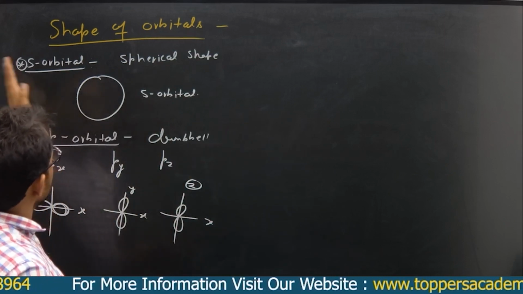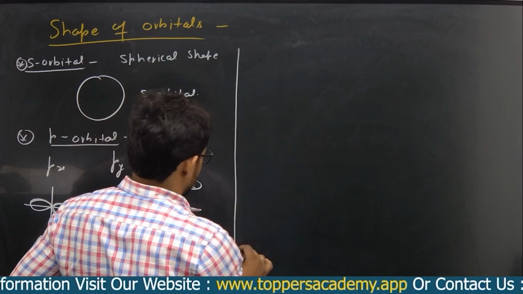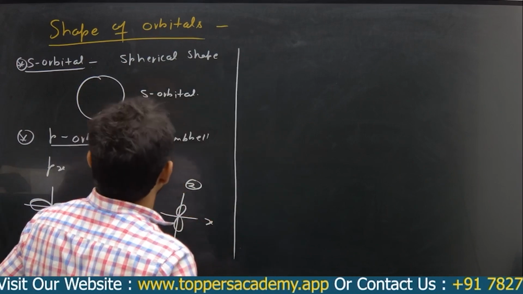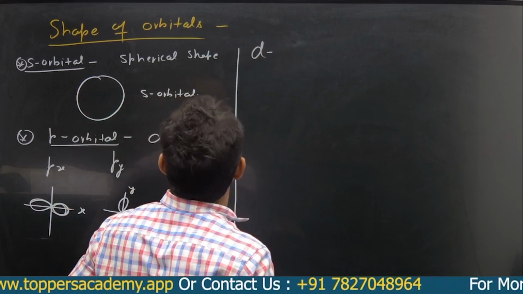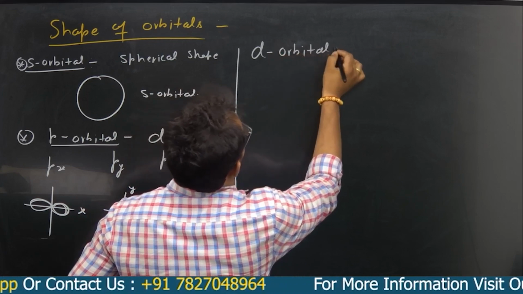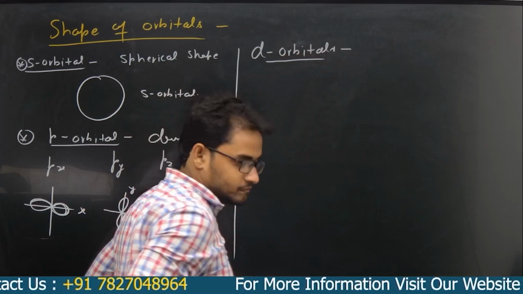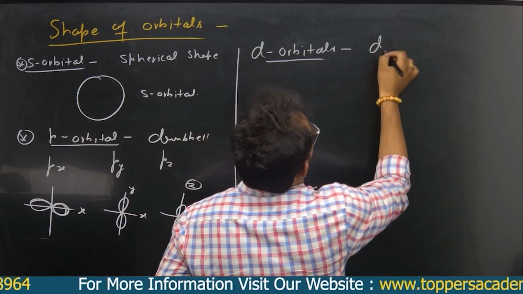So I have discussed s orbital and p orbital, and now I am going to discuss the shape of d orbitals. See, d orbitals, they have double dumbbell shape.